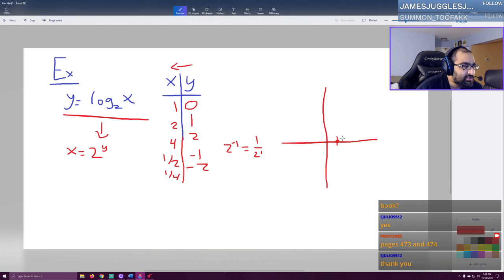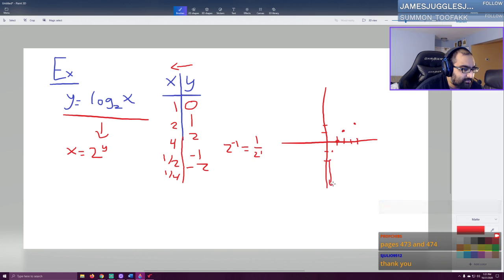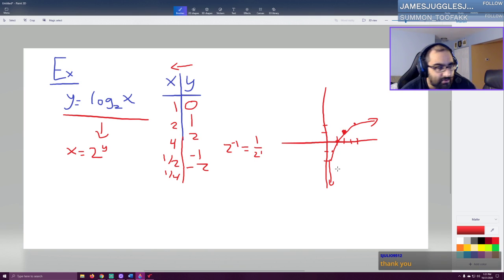Okay, so we get 1 comma 0, 2 comma 1, 4 comma 2, 1/2 comma minus 1, and 1/4 comma minus 2. So what does this graph look like? The graph looks like this. Okay, so there you go. That is what a graph of a logarithmic function looks like.